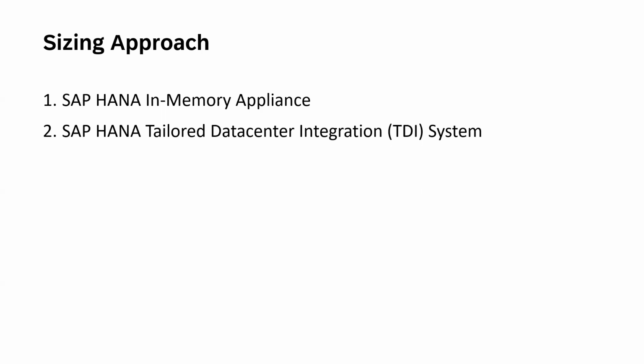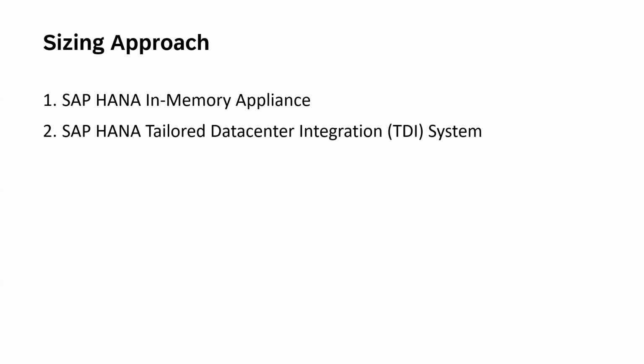After HANA appliances, the next is tailored data center integration. What is tailored data center integration? TDI. In the TDI approach, when you get the sizing report on how many processors and how much memory you want, you can go for open systems. Open systems means you don't need to go with the appliances. You can go with the same configuration of hardware.